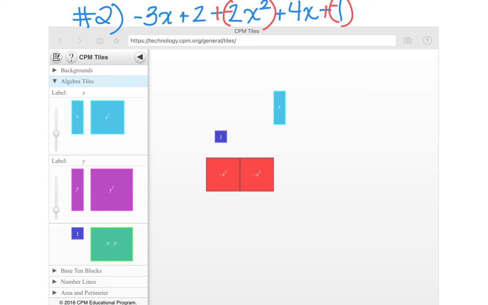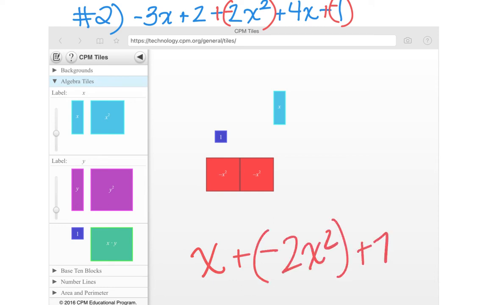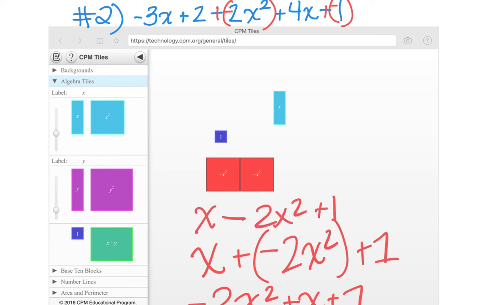expression. And again, it's pretty obvious to see here, you can't combine an x with an x squared or with a unit tile because they're different tiles, they have to be different terms. And so our simplified expression is x plus negative 2x squared plus 1. Another way you could have written this is you could start with the negative 2x squared plus x plus 1, or I guess you could even have said x minus 2x squared plus 1. There's a couple different ways that would work here.